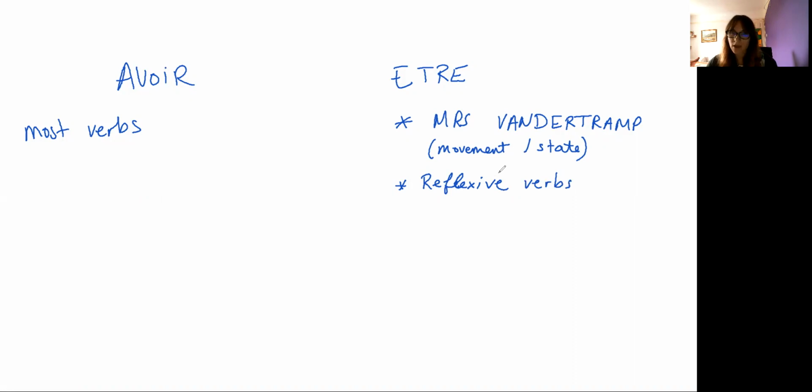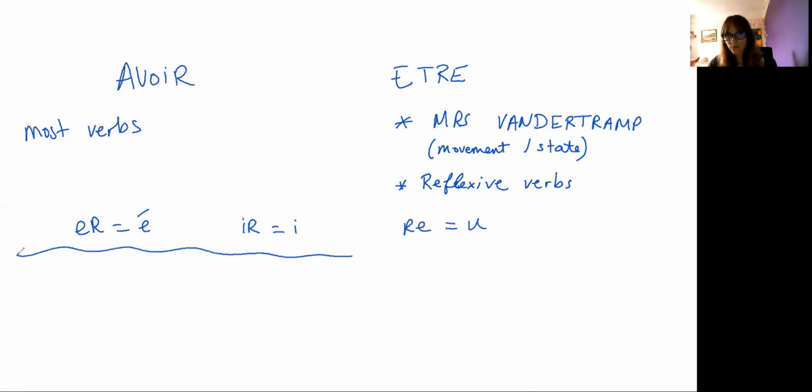There we are. So we're using exactly the same auxiliary in the same way as the perfect tense, exactly the same. The only difference is that the auxiliary is actually in the imperfect. So it's quite easy. So if you have a look here, and then remember that every verb that finishes in ER is going to become E accent, IR will become I, and RE become U. There you are.